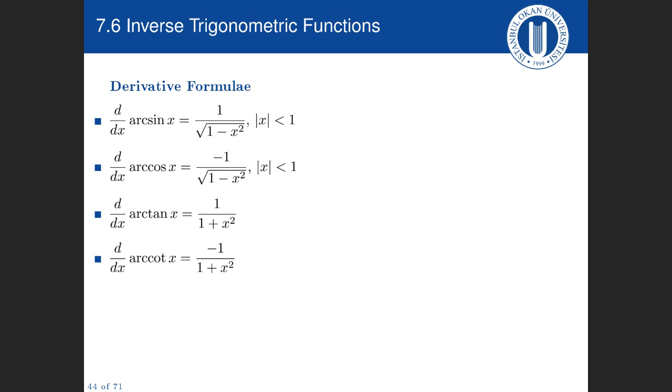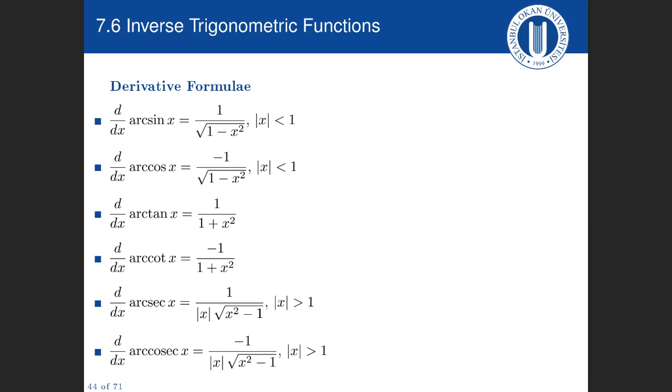Tan and cotan are a pair. The derivative of arctan is 1 over 1 plus x squared, and the derivative of arccotan is minus 1 over 1 plus x squared. The derivative of arcsec is 1 over the absolute value of x, square root of x squared minus 1, and the derivative of arccosec x is minus this.